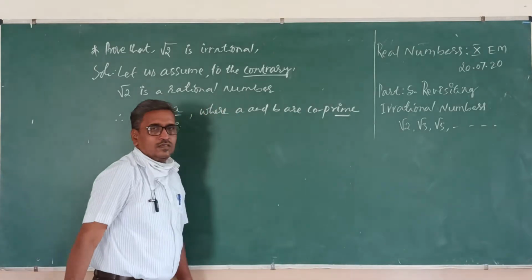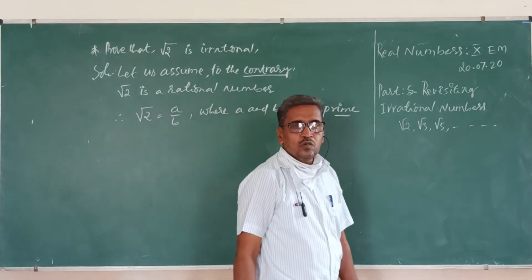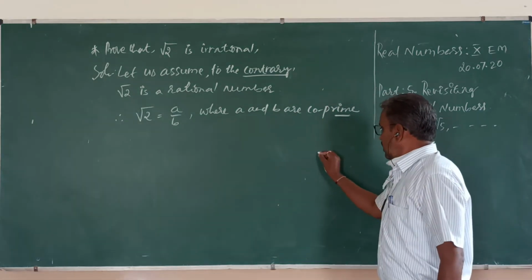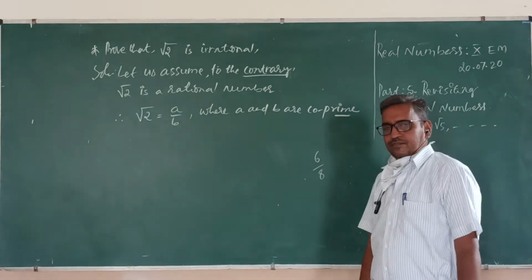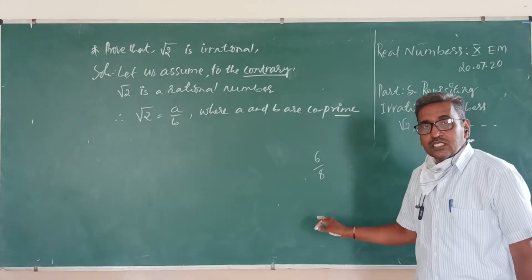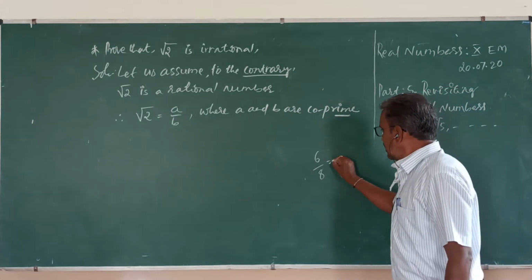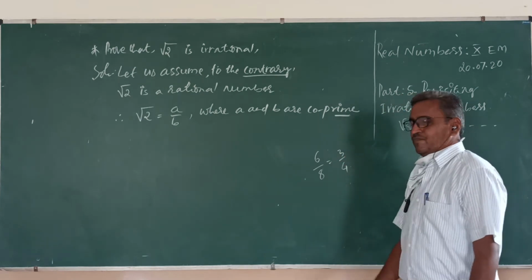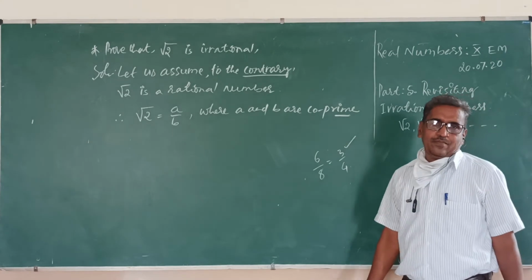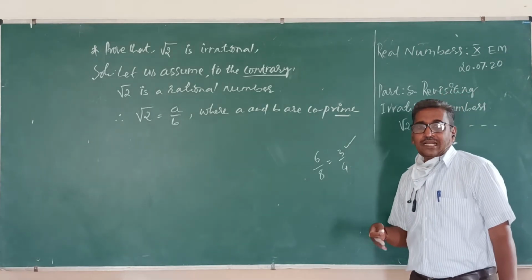Co-prime. What are co-primes? Numbers whose HCF is 1. For example, 6 by 8 is a rational number, but it is not in simplified form. In simplified form it is 3 by 4, and 3 and 4 are co-prime. At that time only we can call them a rational number.